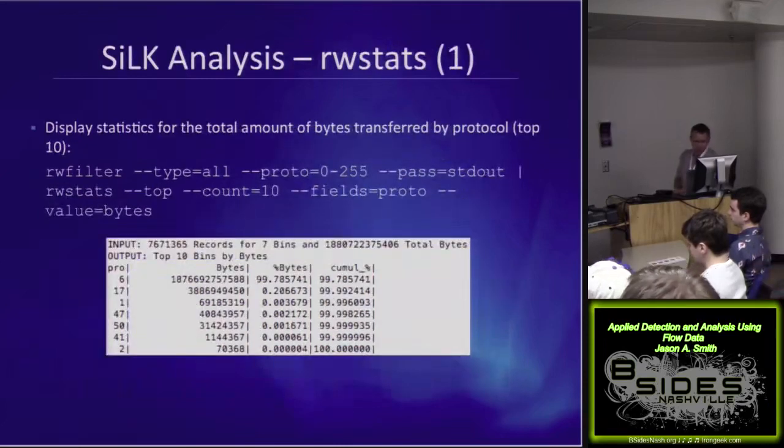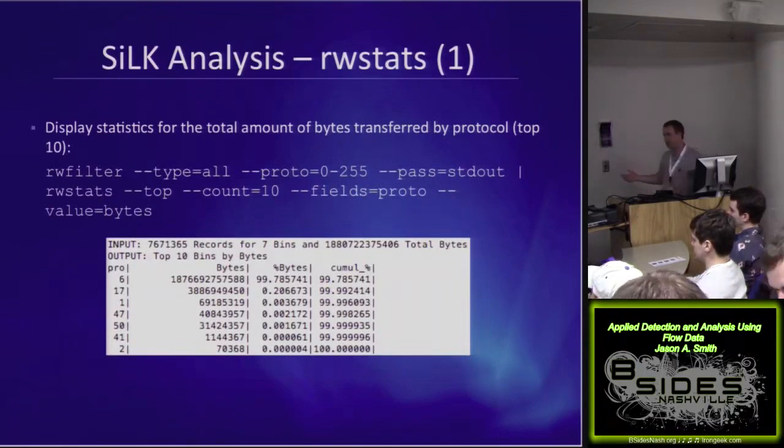Here is an example of RW stats. It's doing some stats on a top 10 amount of bytes transferred by protocol. So this obviously only lists just a few, and that's because in the sample data I said I wanted top 10, and it says, well, there's only 7 protocols for this amount of time, so I'm going to give you 7 protocols. Again, this is listed by bytes. You can separate it out and have it listed by records, or by packets, and you can also do distinct values. So I want to know how many distinct IP addresses were seen by each protocol or anything like that.